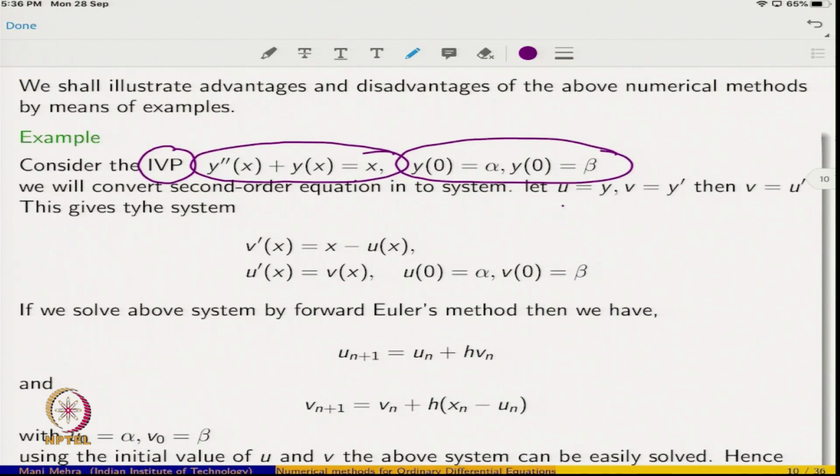So, I substitute u is equal to y, v is equal to y dash, then this solves the system. This is just a typo, this should be the, okay. So, v dash is x minus ux and u dash is vx, and I get these two conditions, u0 is equal to alpha and v0 is equal to beta. Sorry, this should be y dash, okay.